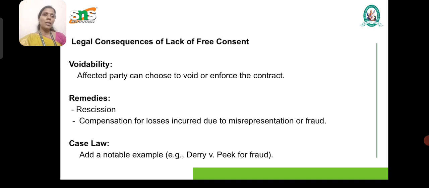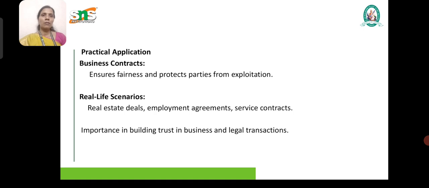Add a notable example. For example, all the fraud and illegal activities are included in this. Next one is practical application. Business contracts ensure fairness and protect parties from exploitation. We cannot enter all the agreements included in the valid ones.